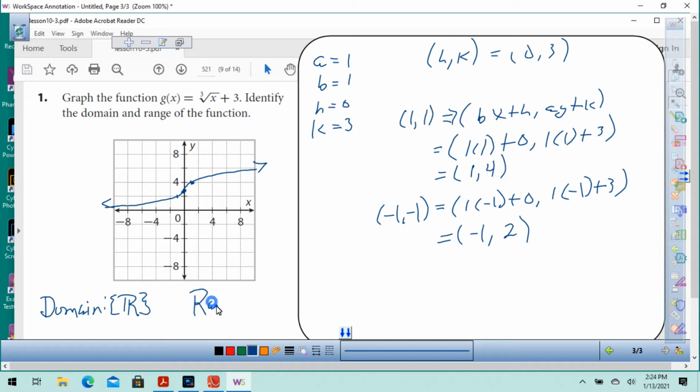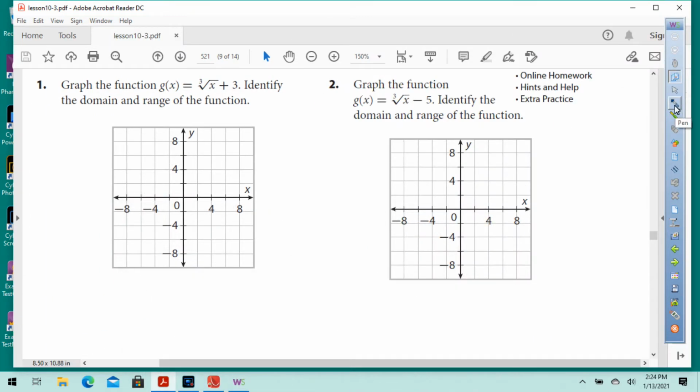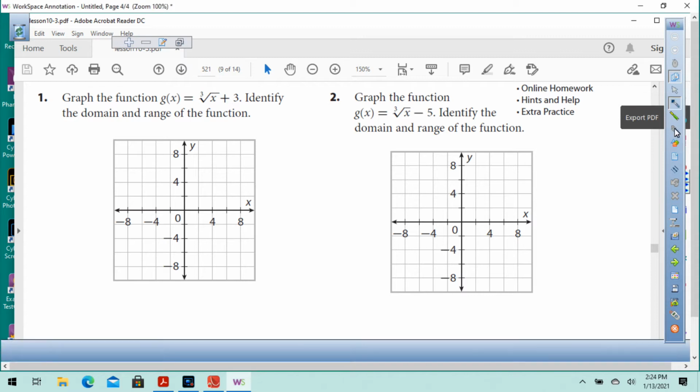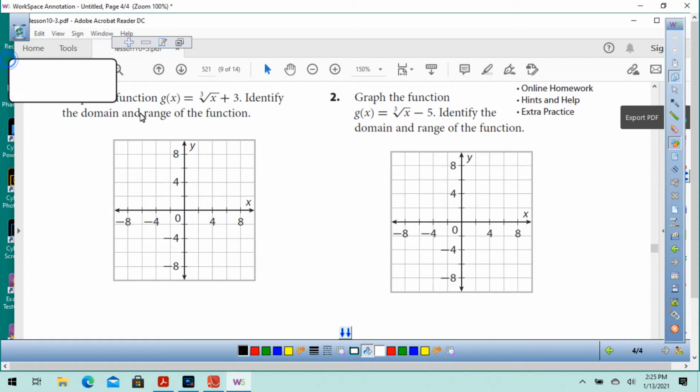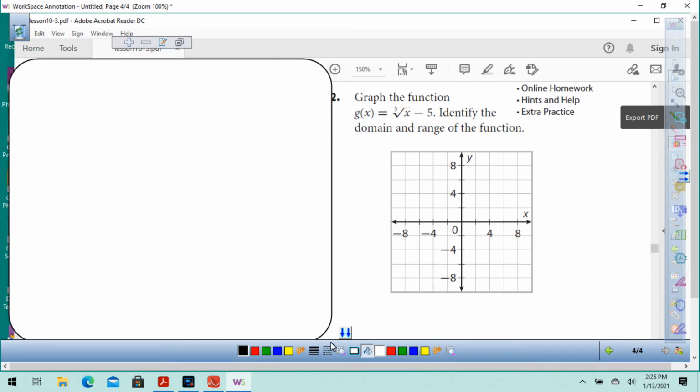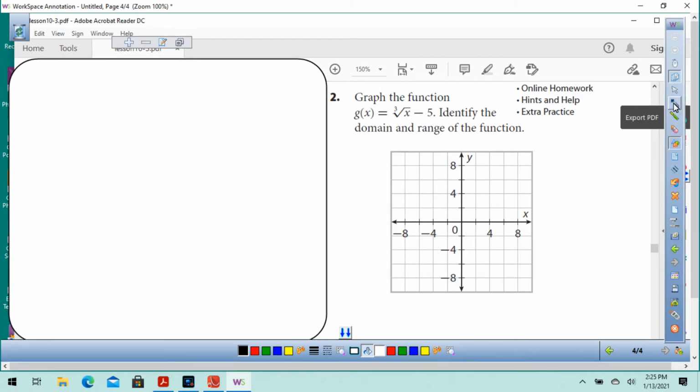What about the range? Range is a little bit trickier, okay? Notice this is at an angle, so it'll eventually get way up here, and this is at an angle, so it'll eventually get way down there. Again, the range is going to be all real numbers. All right? Cool beans. Let's try number 2.